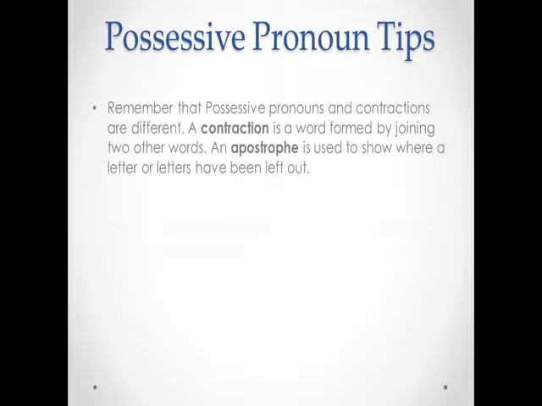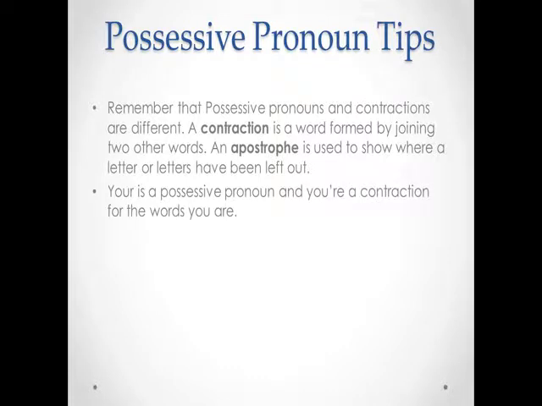So something to remember when you're working with possessive pronouns: pronouns, possessive pronouns, and contractions are totally different. So now that I've introduced adding apostrophes to show possession, you have to be careful not to confuse possessive pronouns with contractions. A contraction is a word formed by joining two words together, and basically you're using that apostrophe where you're omitting letters.